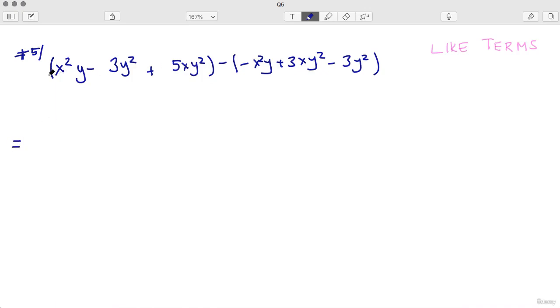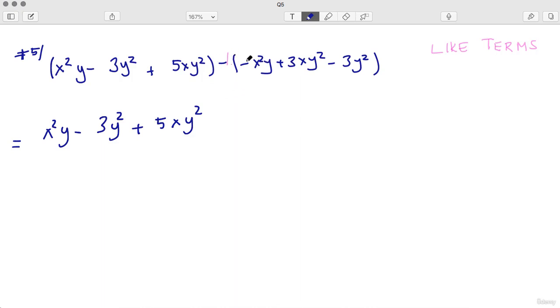So I want to get rid of these parentheses here. x squared y minus 3y squared plus 5xy squared. Okay, now see that we have an invisible 1 in front of the second polynomial. So I want to distribute that first. Negative 1 times negative x squared y. That's my first term here.